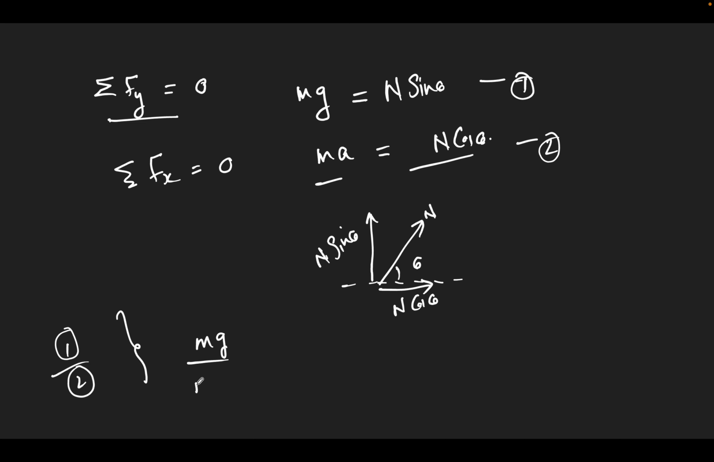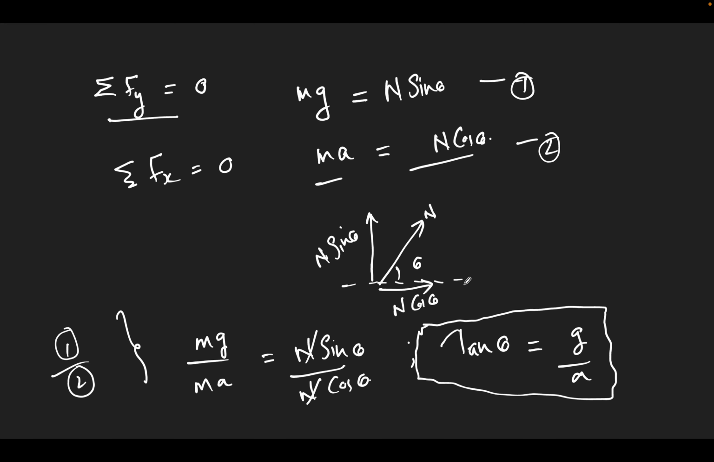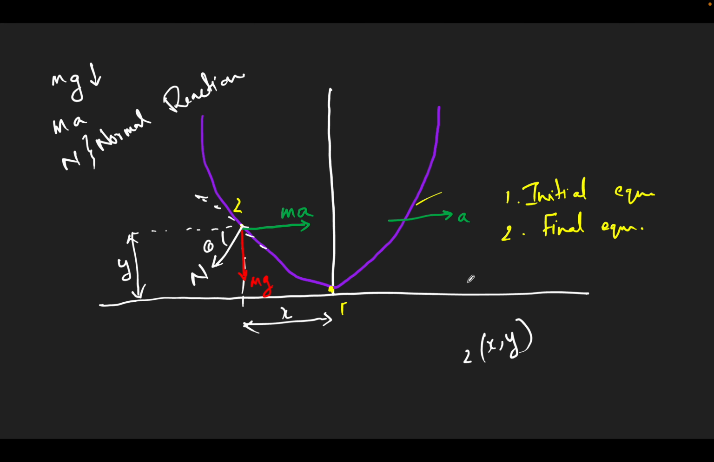That means here N and N get cancelled. Tan theta is equal to g by a. Okay, tan theta is equal to g by a. This is one thing which we got. Tan theta, we just got, that this angle is equal to g by a.